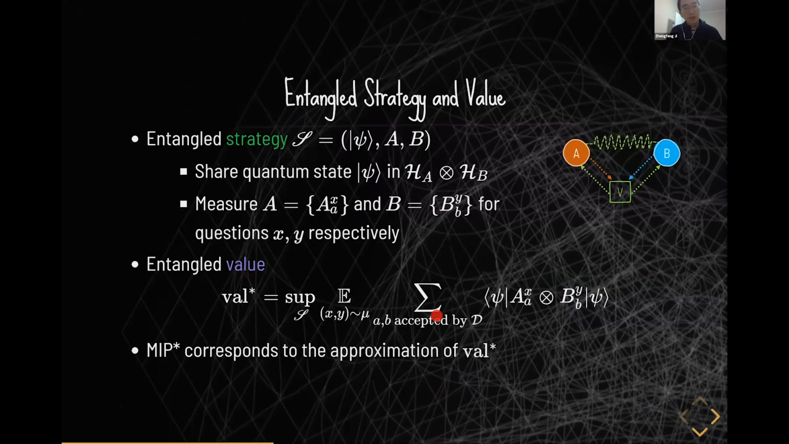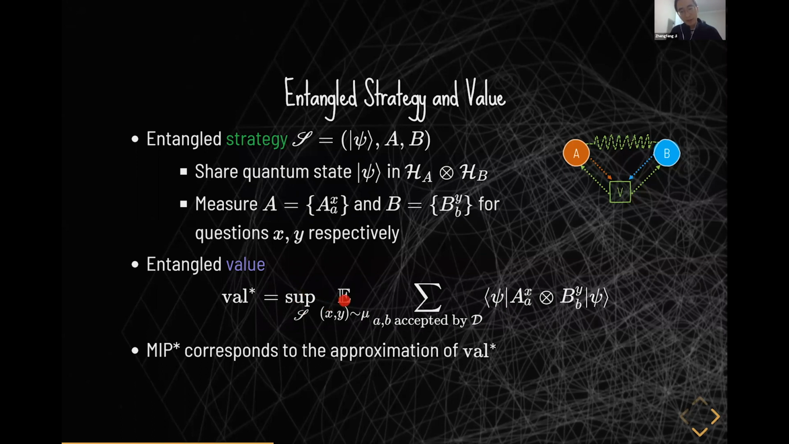And so for a game, we can define two values. One is called the entangled value. An entangled strategy is a tuple of a state and measurements. The state is in the tensor product space, and Alice and Bob have measurements. So for question X, I do a measurement to get outcome A. That's all Alice and Bob can do. And then the value is the supremum over all possible strategies.